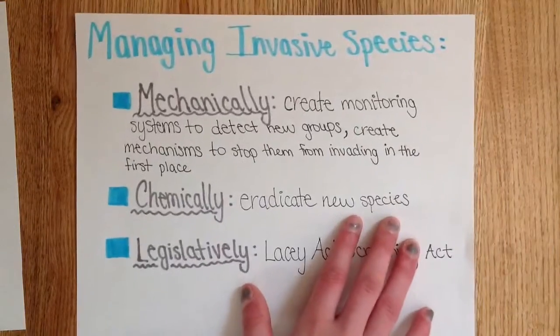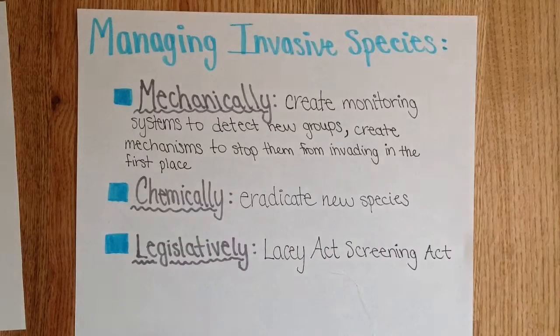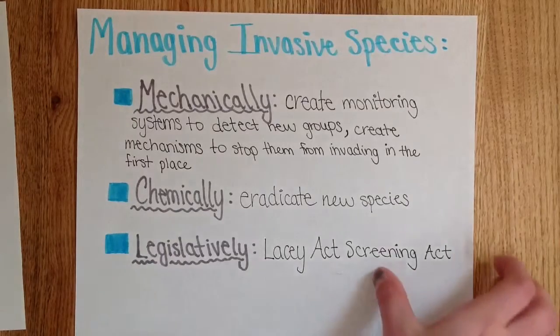What are some ways to manage the invasive species? Mechanically, we can create monitoring systems to detect new groups, and we can create mechanisms to stop them from invading in the first place. Chemically, we can try to quickly eradicate the new species, and legislatively, the government established the Lacey Act screening provisions, which requires screening of animal imports.